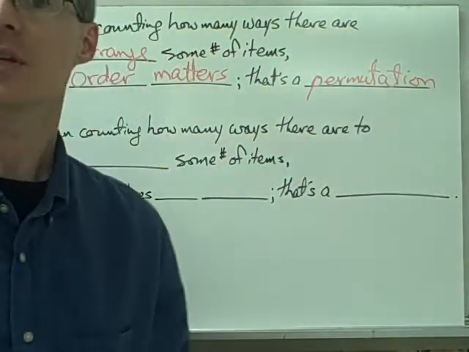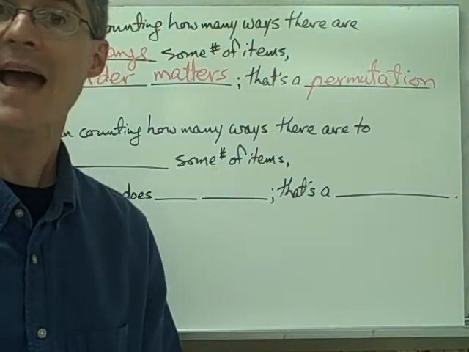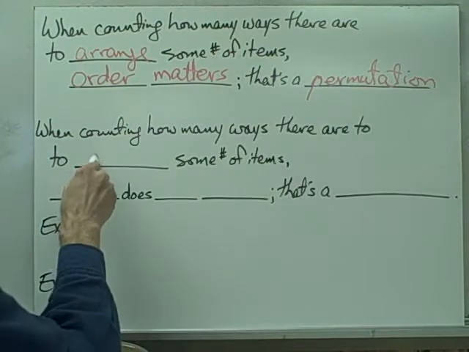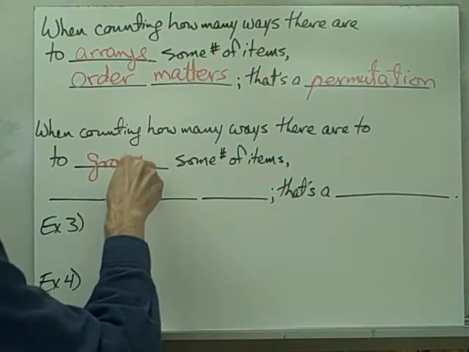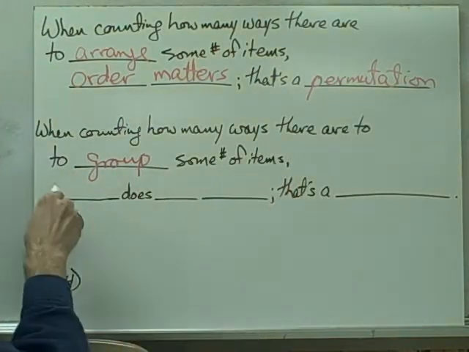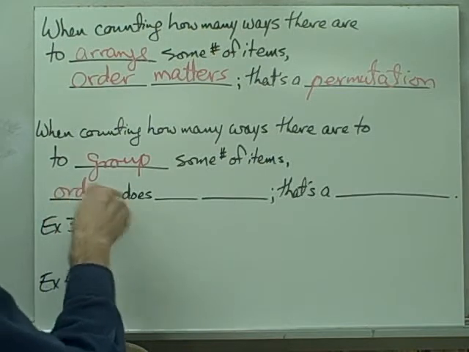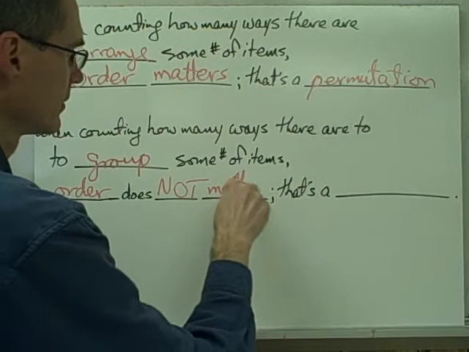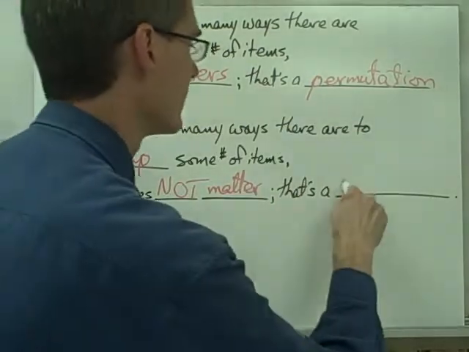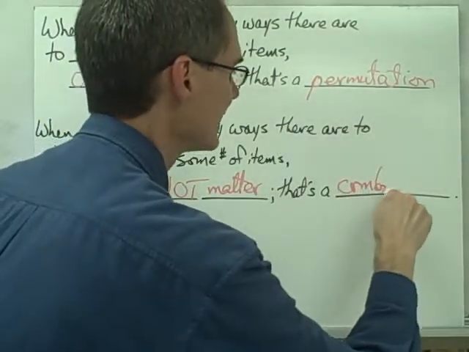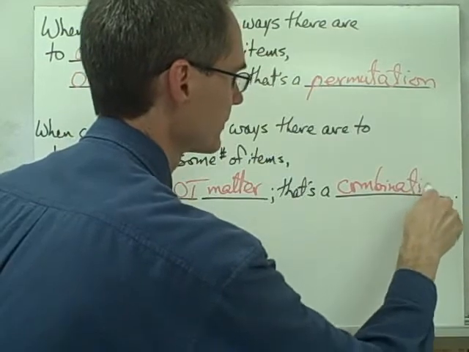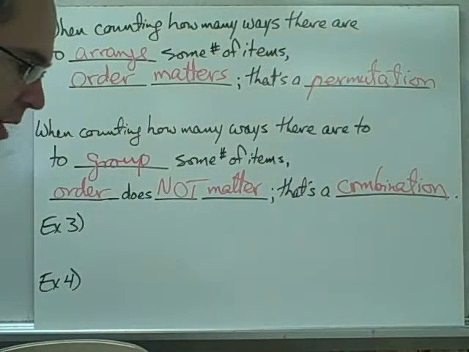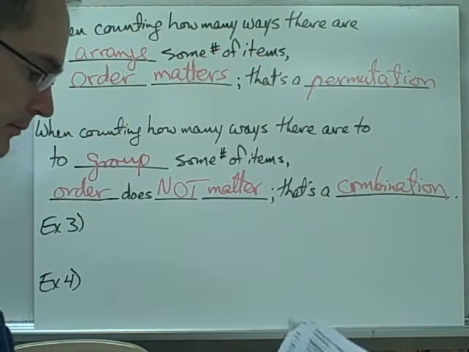And we've already talked about this. With permutations, order matters. Well, when you're counting how many ways there are to simply group some number of items, order does not matter. That is a combination. So, take a look at examples number 3 and 4 here.